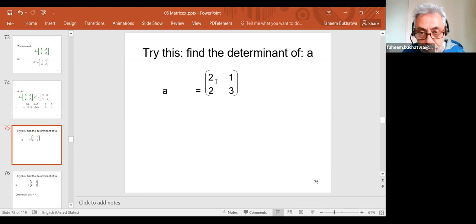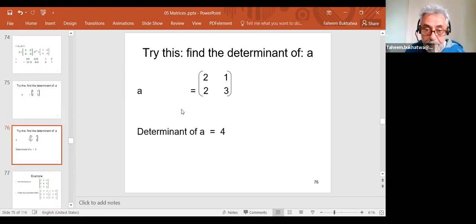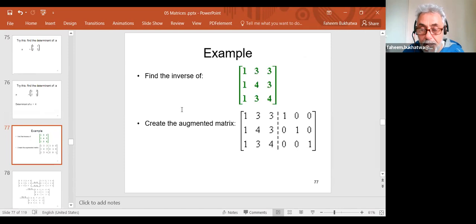The determinant for this one is simple. You multiply those two minus the multiplication of those two. So 2 times 3 is 6 minus 2, and the determinant should be 4, I think. There it is. So the determinant for this matrix is 4. Now, what's the determinant for this matrix?